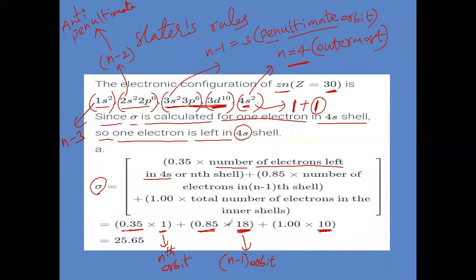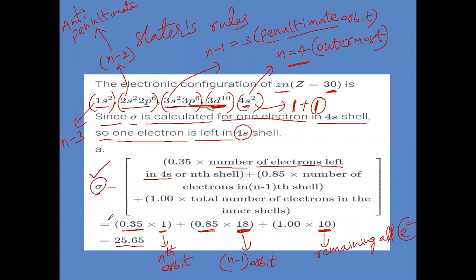18. 18 into 0.85. And what is this 10 here? Remaining all electrons, other than n minus 1. How many are the remaining electrons? 10 electrons. This 10 electrons into 1. So now when you take the addition of all these values, how much do you get? 25.65. We got 25.65 here. Which value is it?